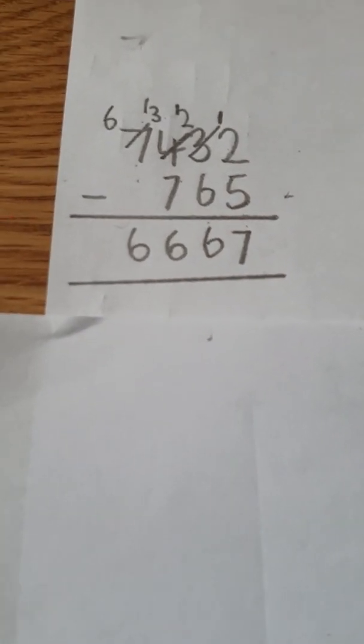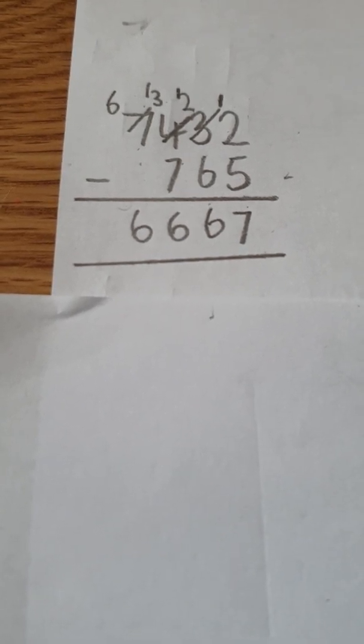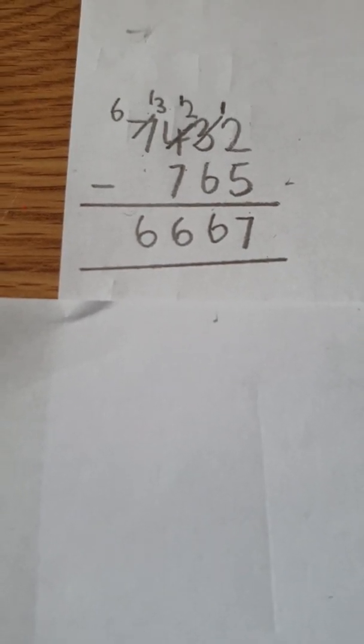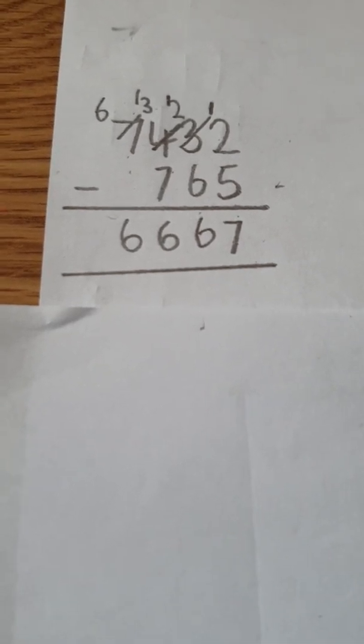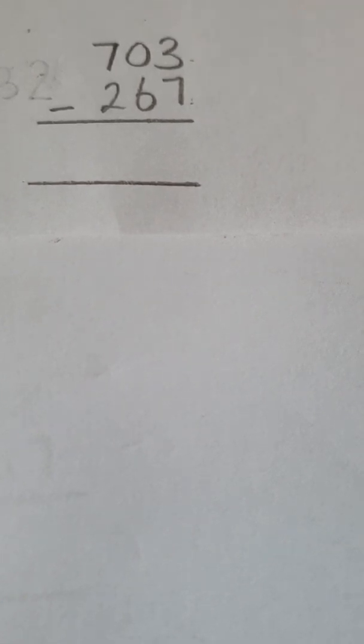Let's say that Sam has 703 sweets and his greedy brother, Tom, eats 267 of them. So how many sweets will he have left? So what we need to do is put those questions into our method. So put the numbers in. So we know that he started with 703, but his brother has actually eaten 267 of them. So how many has he now got left, okay?